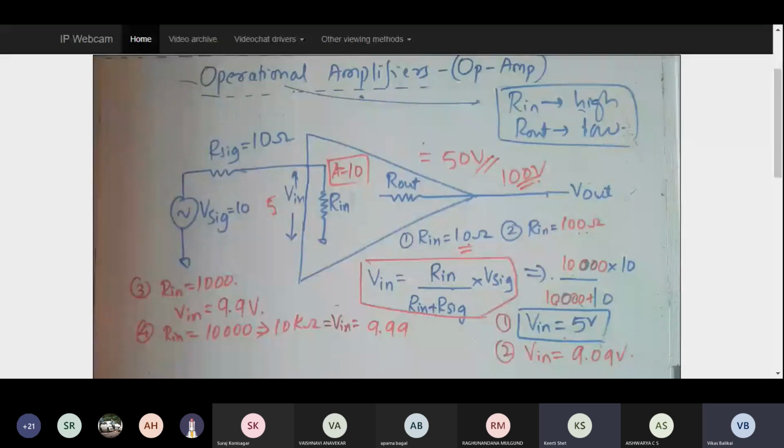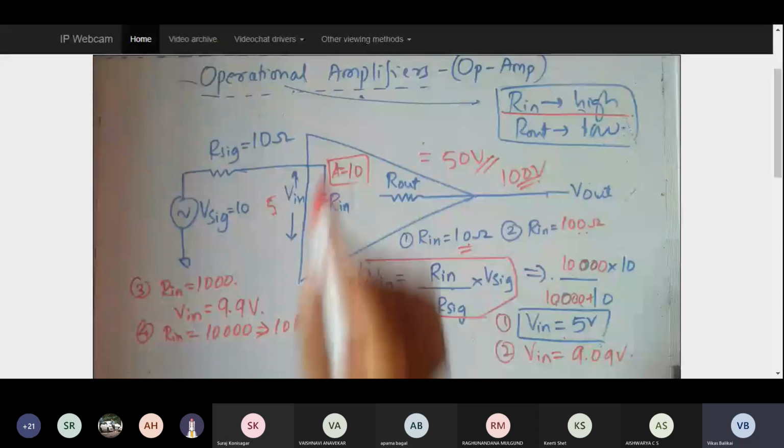Yes, sir. So this is the reason behind having high input resistance in our voltage amplifier. Basically, your operational amplifiers are voltage amplifiers only. Fundamentally they are voltage amplifiers. Other than that, you can convert them into current amplifiers later, but as such operational amplifiers are voltage amplifiers.